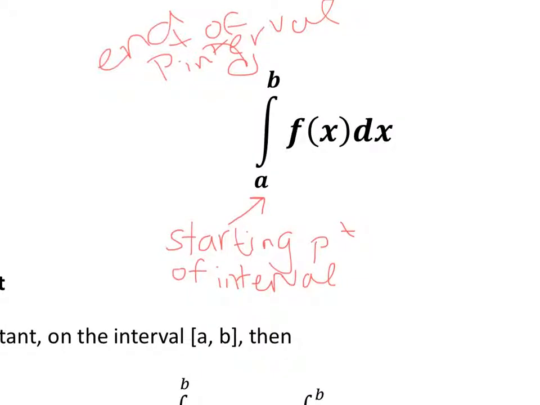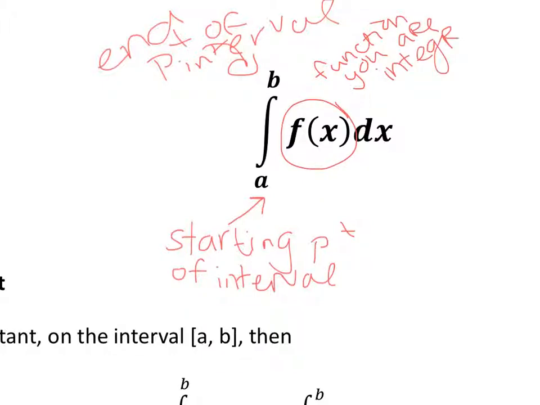So then, wow, this is so messy. Oh well, at least you're listening. Okay, so here we go. f of x is the function you're integrating, and dx is the variable you're integrating with respect to.